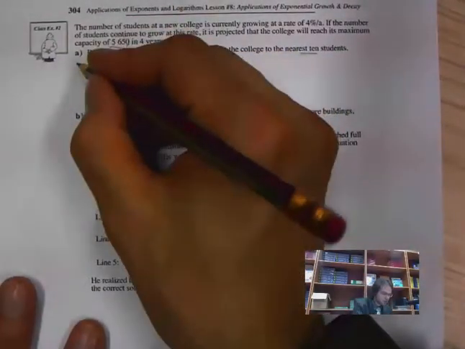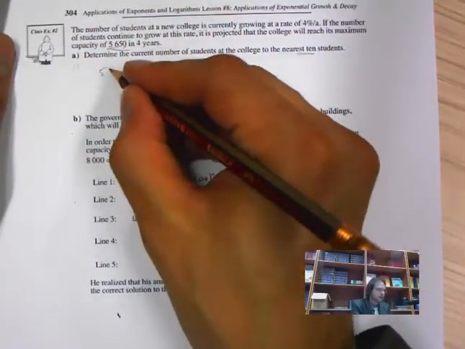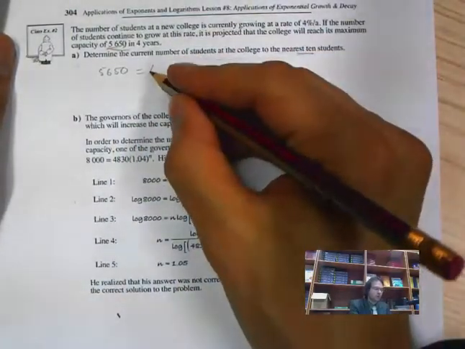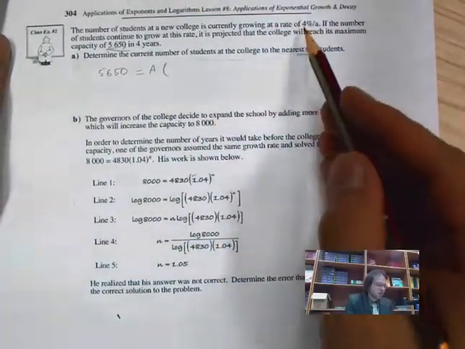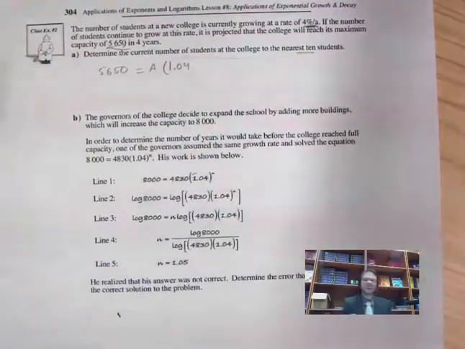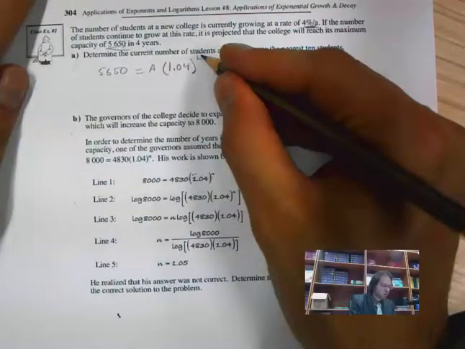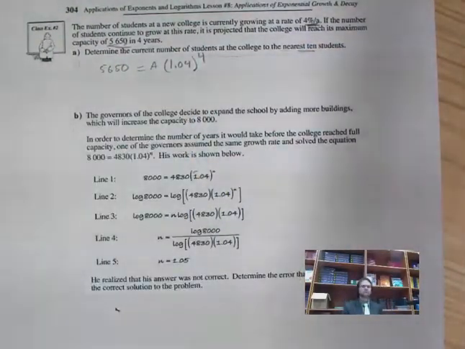So what do we know? I know my final population. This is my final, and it's after 4 years. So I'm going to put that in. 5650 is equal to, well, I don't know my A, my initial population. Do I know my base? Well, we increase 4% per year, so it's 1.04. It's kind of like the finance question, isn't it? And now how many years do we have? 4 years.